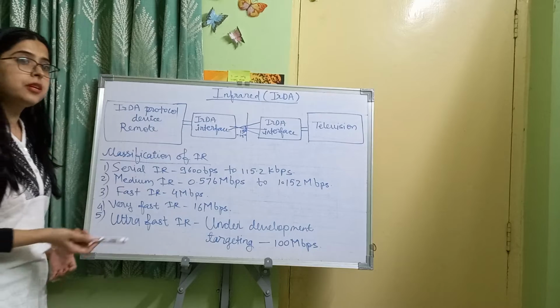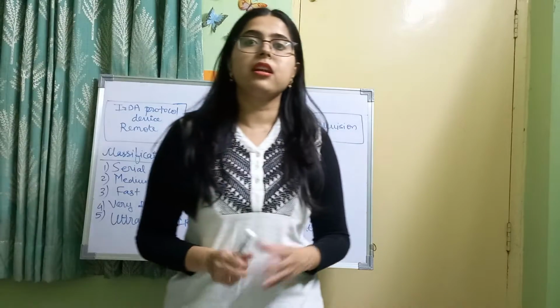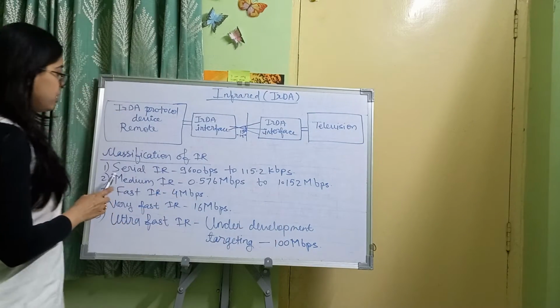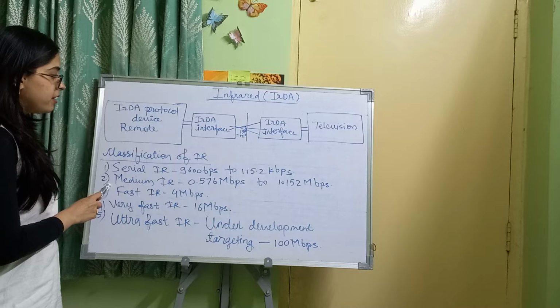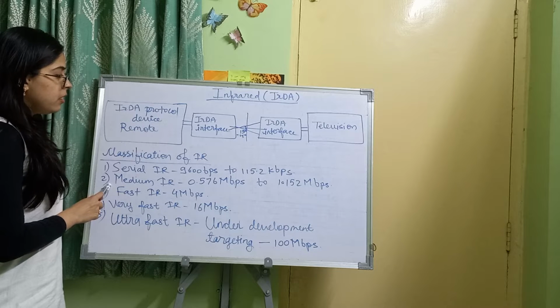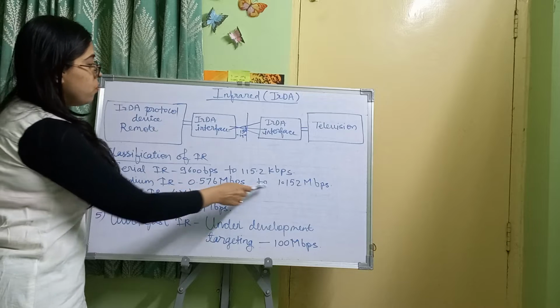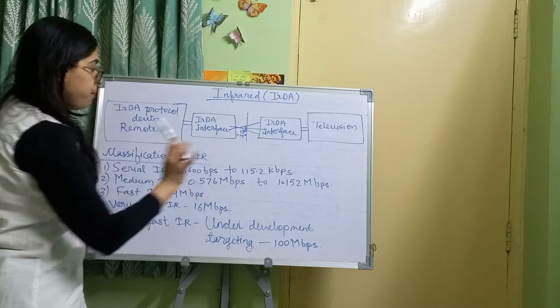Now what is bits per second? What is kilobits per second? I have explained in one of my previous videos. You can watch them. Now the next classification is the medium infrared. Medium infrared is from 0.576 mbps to 1.152 mbps.